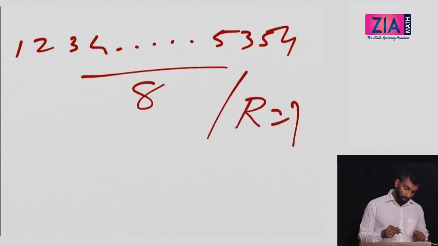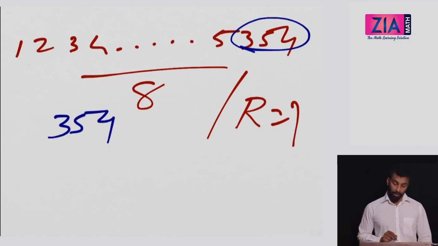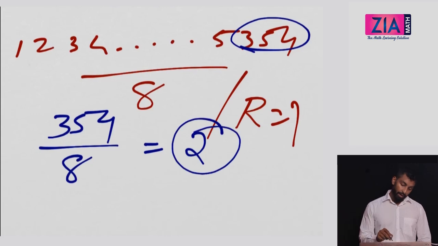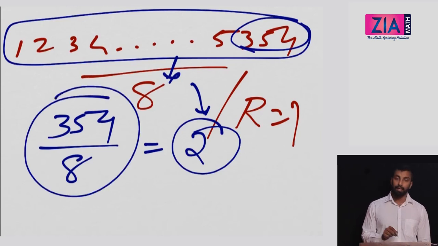So what is the divisibility rule of 8 that we have discussed? Last 3 digits, right? So the remainder also depends on the last 3 digits. Here the last 3 digits are 354. When you divide 354 by 8, you get remainder 2. What does this mean? When you divide the bigger number by 8, then also you'll get the remainder 2. So there is no point in dividing the bigger number by 8. You can divide the last 3 digits by 8 and see the remainder.